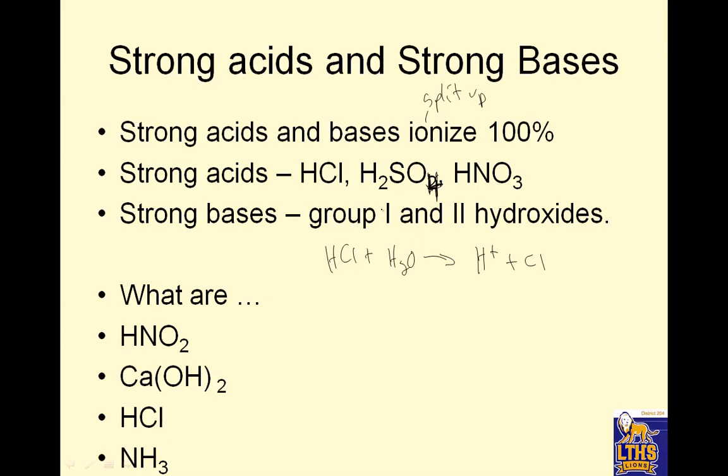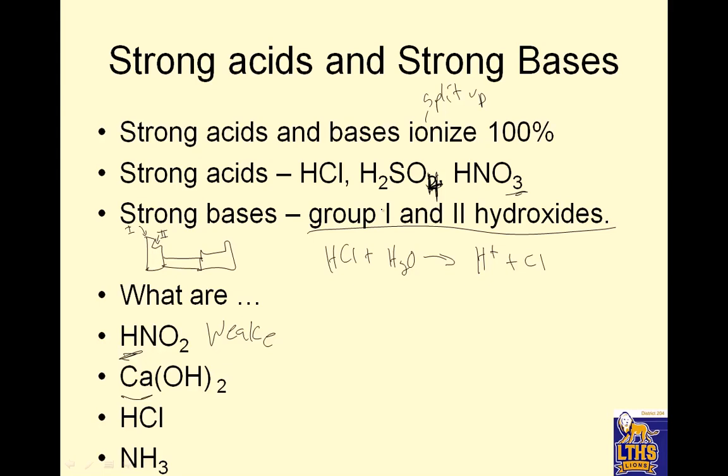Oh, strong bases, by the way, are group 1 and 2 hydroxides. What does that mean? Periodic table again. This is group 1. This is group 2. So HNO2 starts with an H. Hello, I'm an acid. Is it a strong acid? Close. Nope. It is a weak acid.